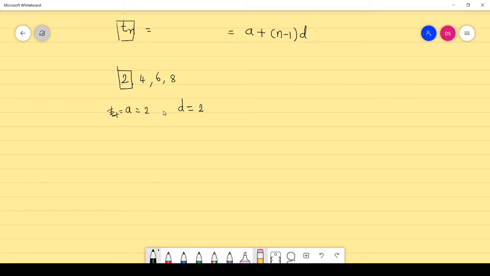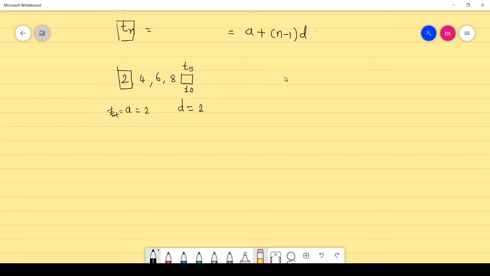Now I want to find out the fifth term. You can easily guess that. This is 2 plus 2 equal to 4, 4 plus 2 equal to 6, 6 plus 2 equal to 8, 8 plus 2 equal to what? It will be 10.